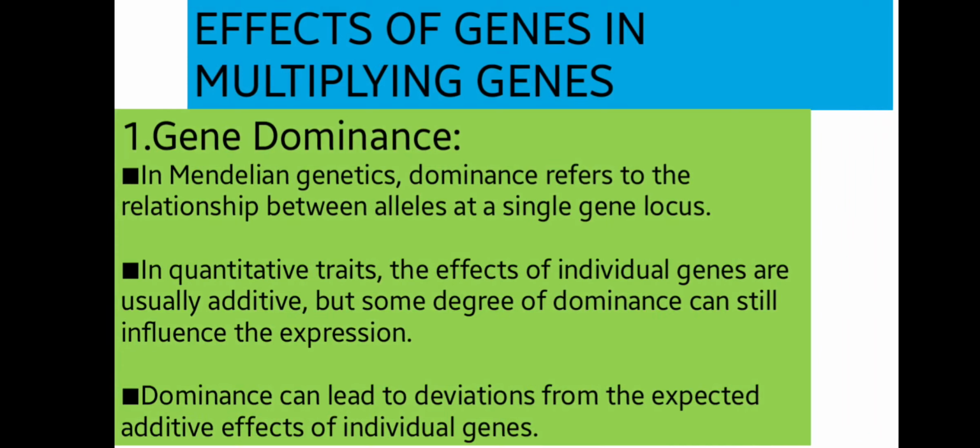Next is the effect of genes in multiple genes. First is gene dominance. In Mendelian genetics, dominance refers to the relationship between alleles at a single gene locus. In quantitative traits, the effects of individual genes are usually additive, but some degree of dominance can still influence the expression. Dominance can lead to deviations from the expected additive effects of individual genes.